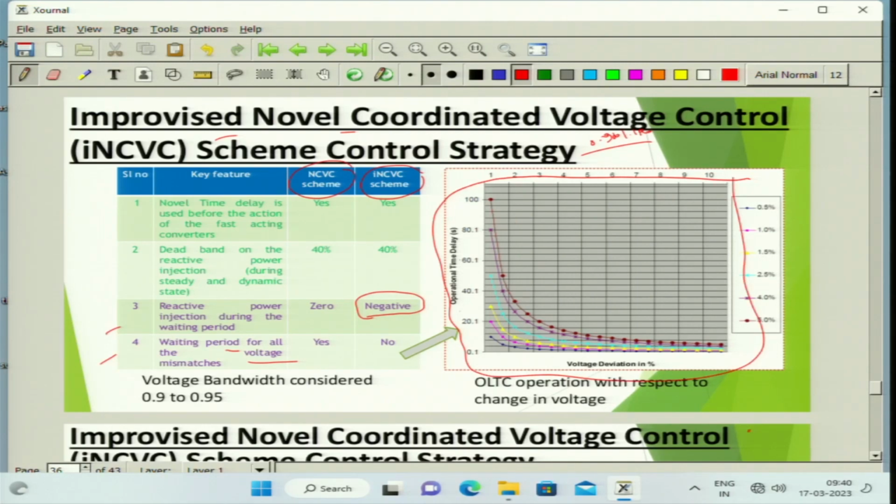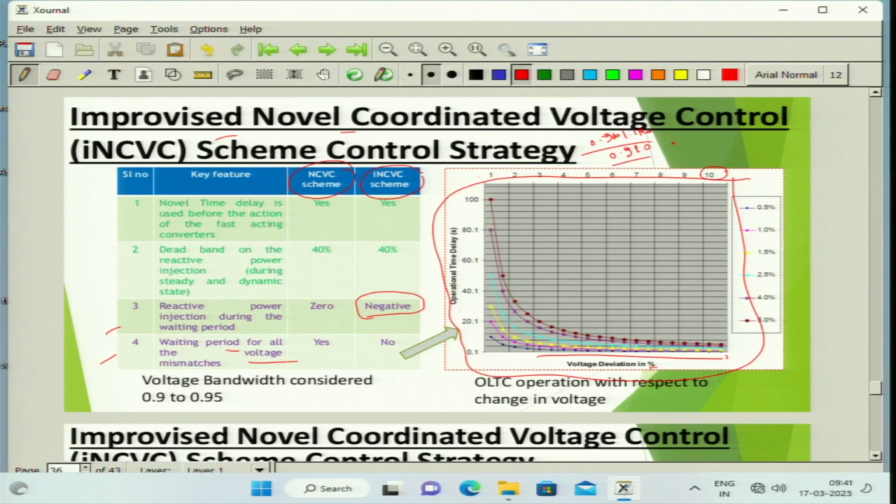This is how it looks. You see the voltage deviation: if it is too high, you can see here, it starts from 0 to 10%. This is in terms of percentage. That means if the voltage deviation is very large, for example if the voltage is 0.9 per unit, then the OLTC will quickly act.